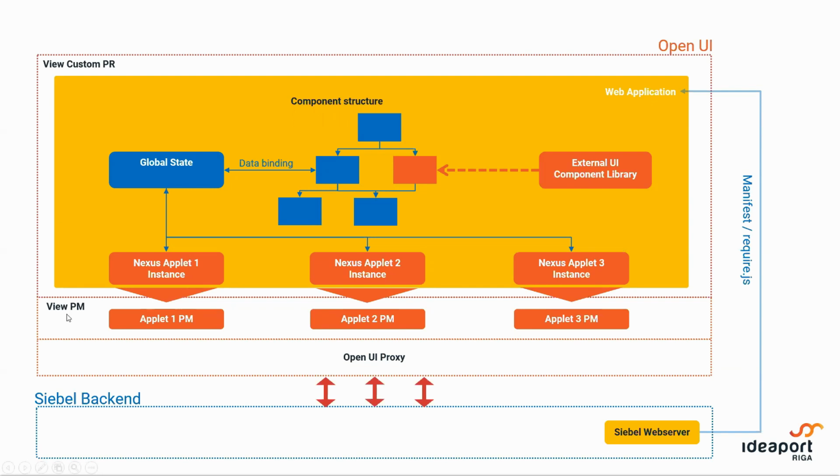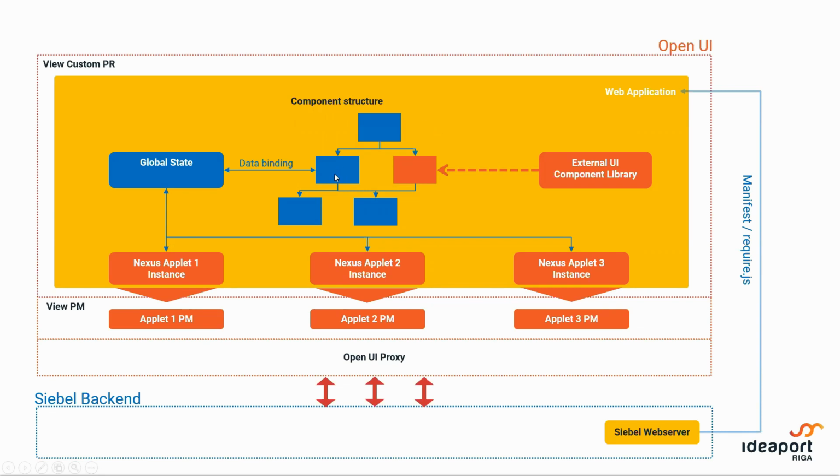As we're building the application inside the Siebel view, we have the view presentation model, and for each applet we also have presentation models. Inside our application we have Nexus class instances for each applet, and the global state that is communicating with these instances. The global state is basically a block inside the application that manages the global variables, and it also communicates with external sources to get the data, modify the data, or store it.